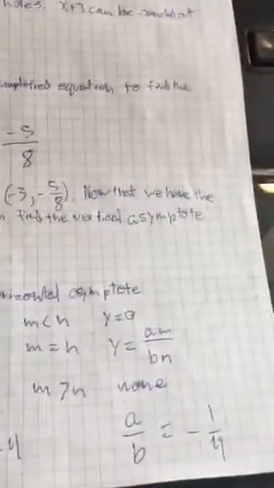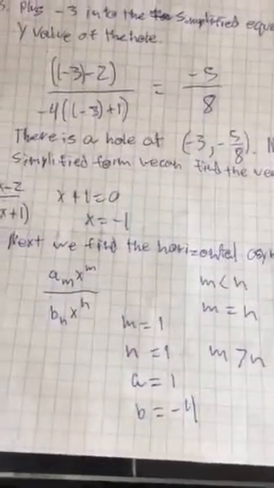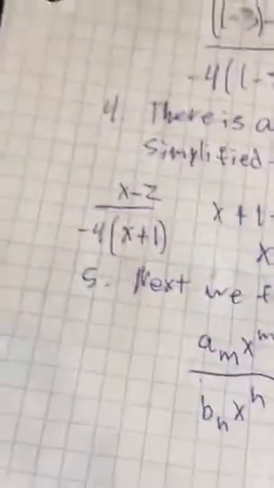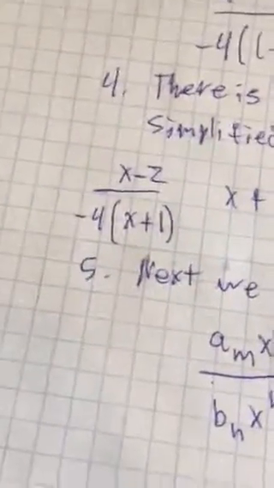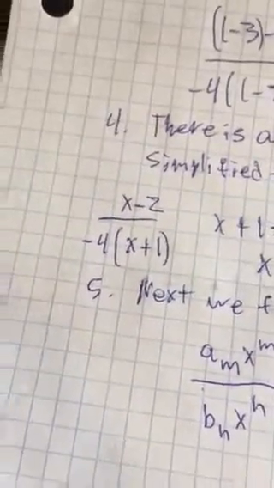And that's the hole. Now that we have the simplified form, we can find the vertical asymptote. And here it is. The way you find the vertical asymptote is you look at the denominator and the factors. Currently there's only one factor, which means there's only one vertical asymptote.